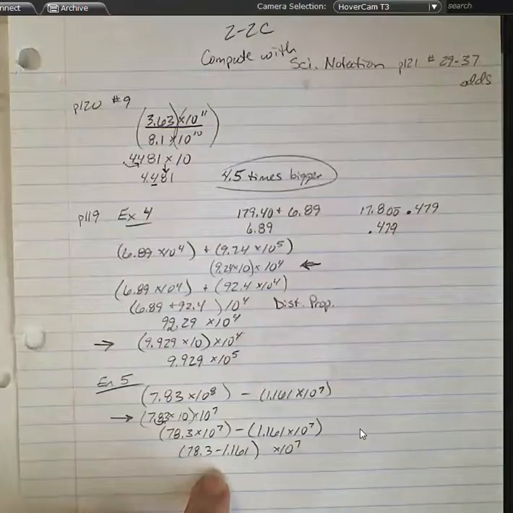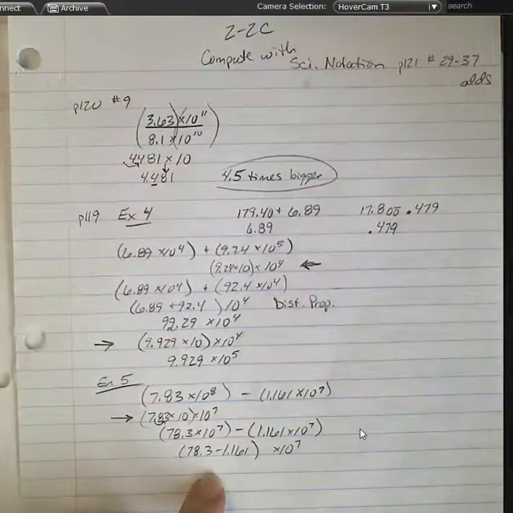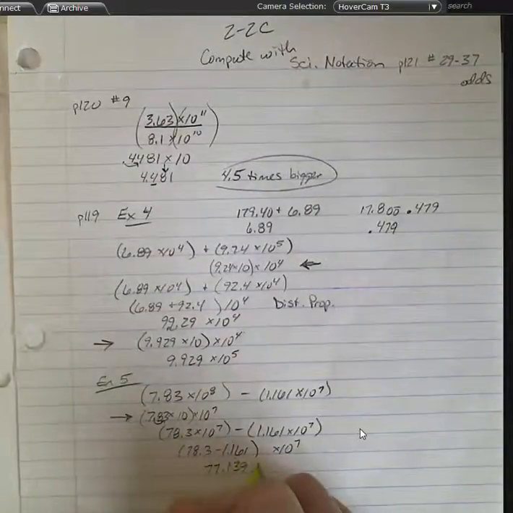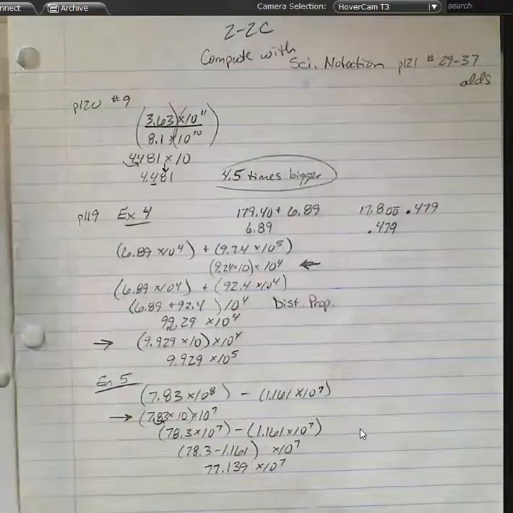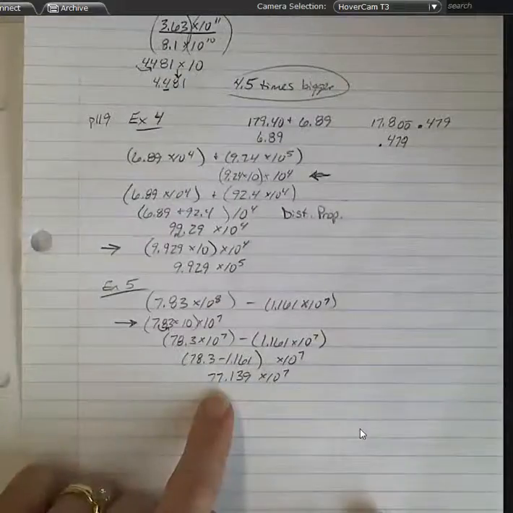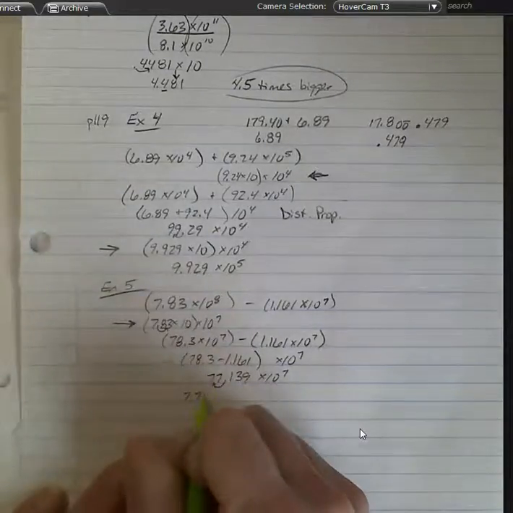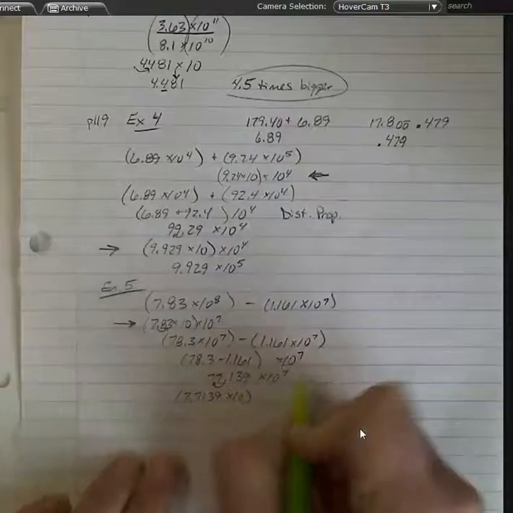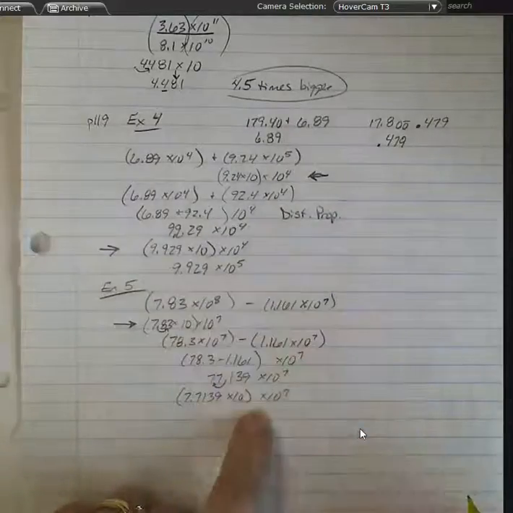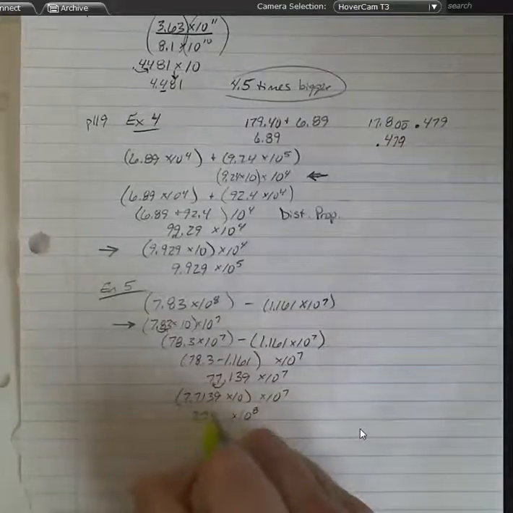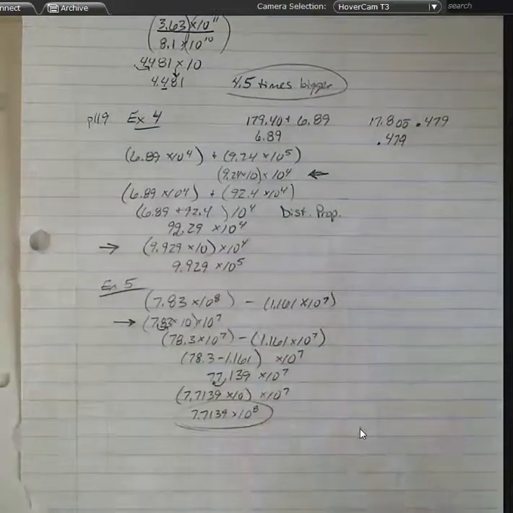What do I have to do with those numbers? Yes, Olivia, you're going to do what? Line up the decimals. I get 77.139 times 10 to the 7th. Am I done? No, what do I have to do? Well, that means I'm going to divide by what number? 7.7139 times 10. This is the part that the book skips, times 10 to the 7th. So really, I have how many tens? I have 8 tens. That's my answer. You did not have to write that down.